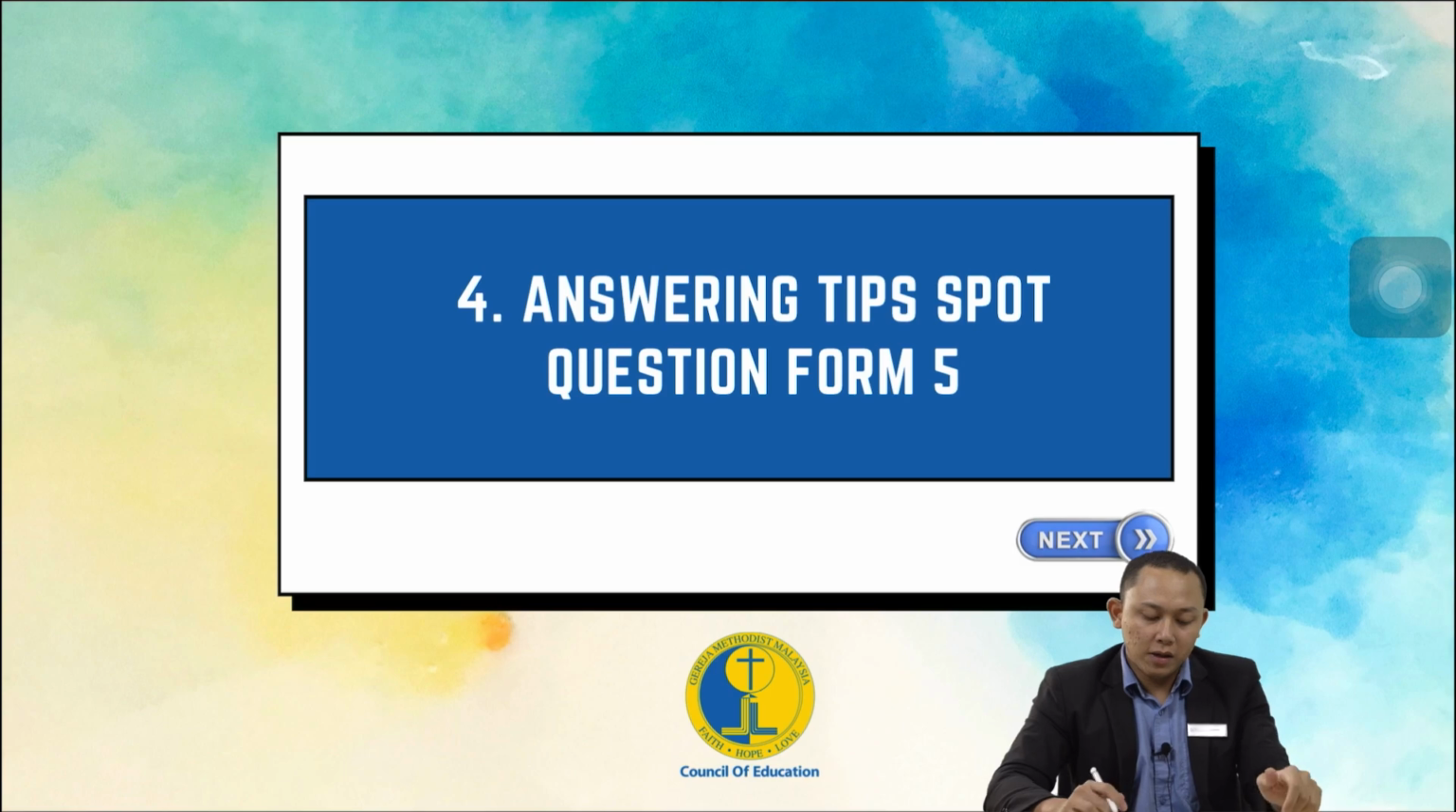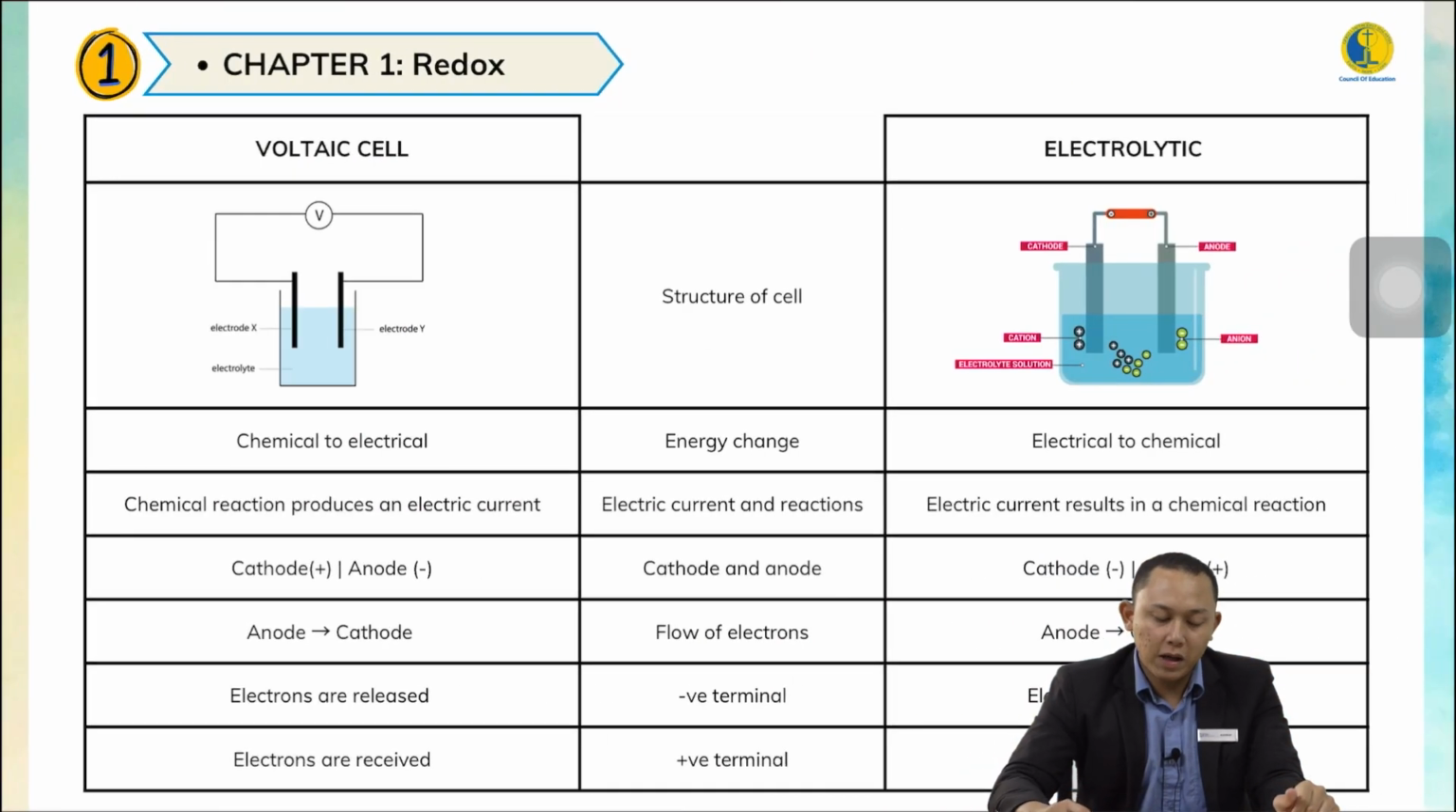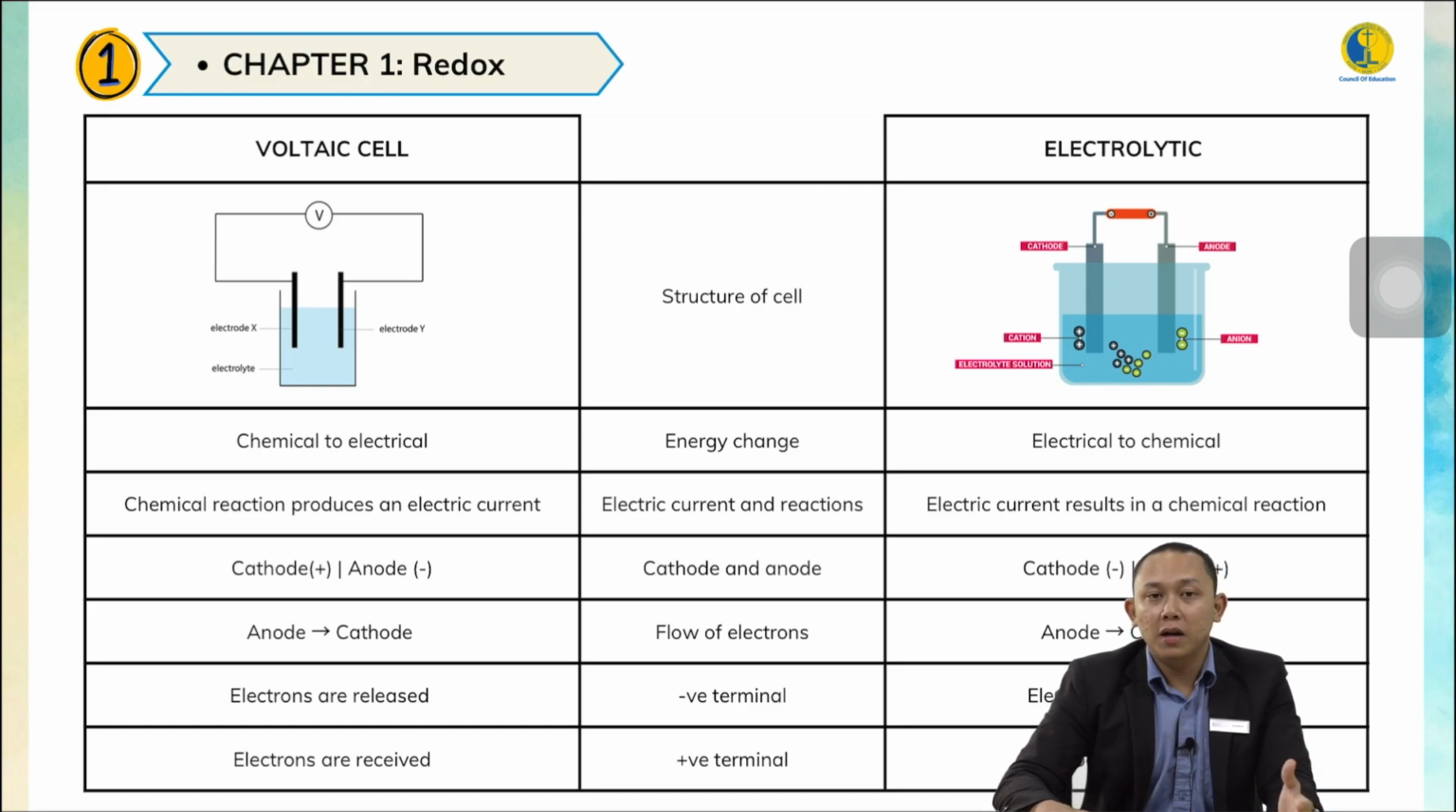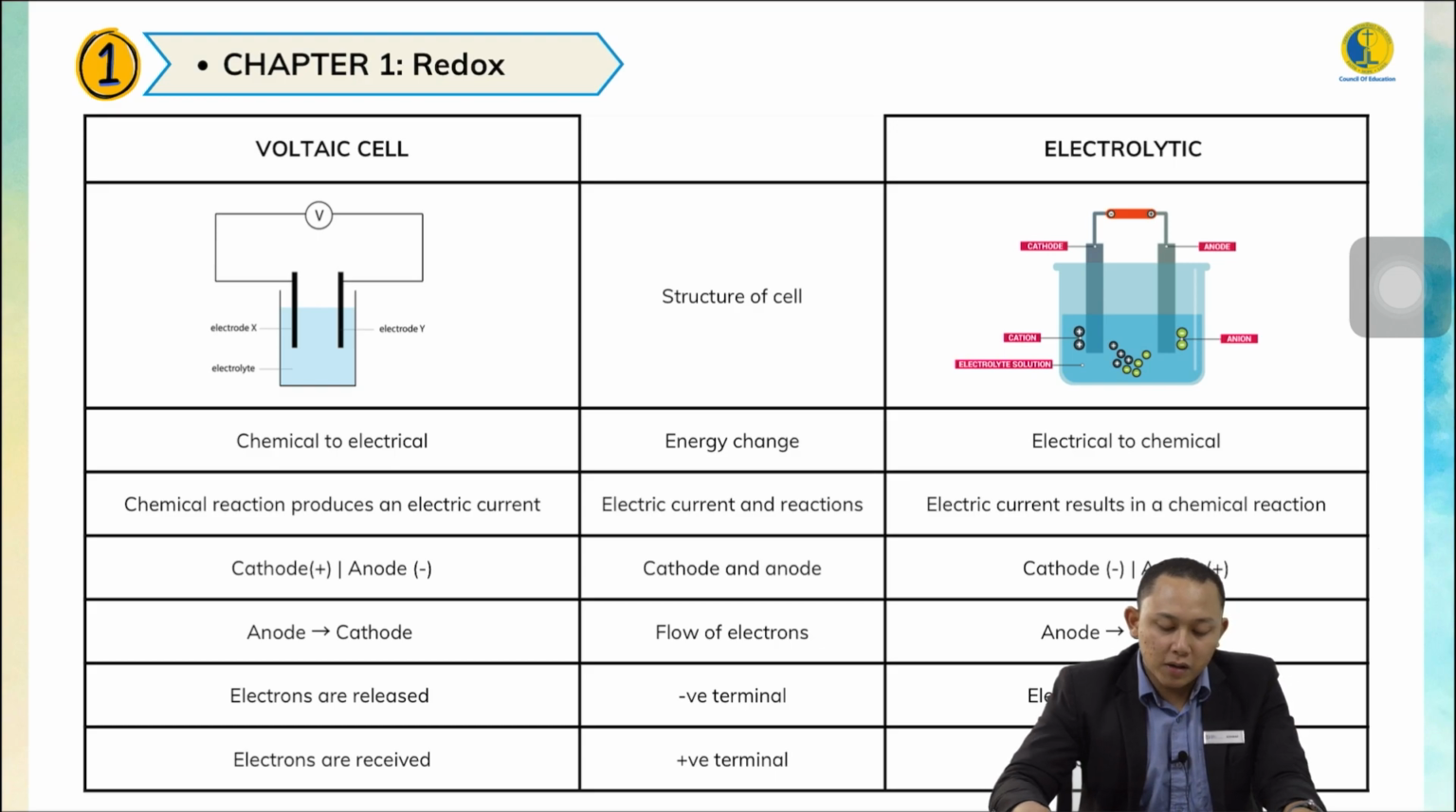Right, now let's move on to the question for Form 5. As I mentioned just now on the analysis part, chapter 1 is the most famous chapter that is going to be asked in your exam. I'm going to choose chemical cell for our example.